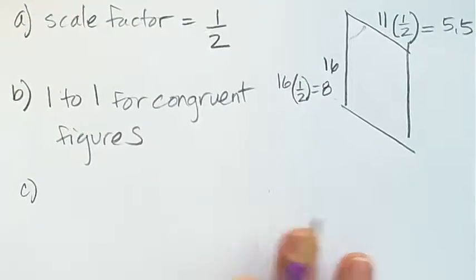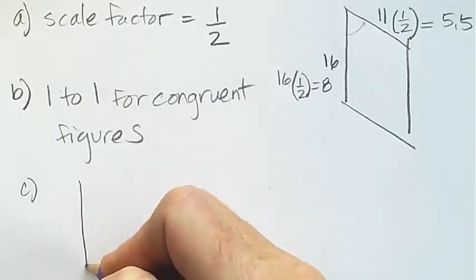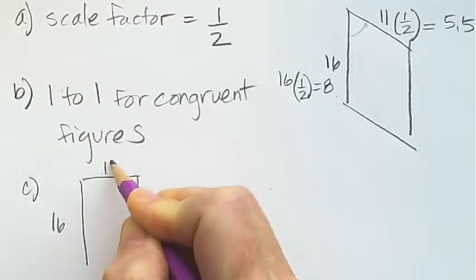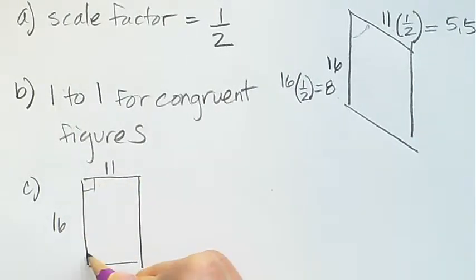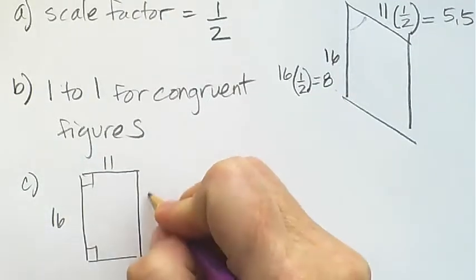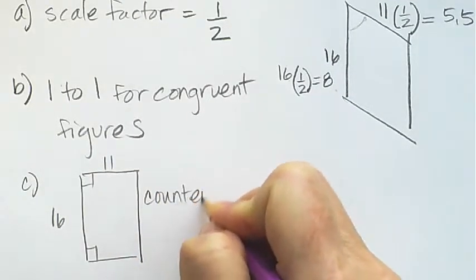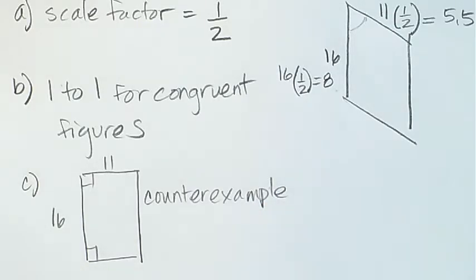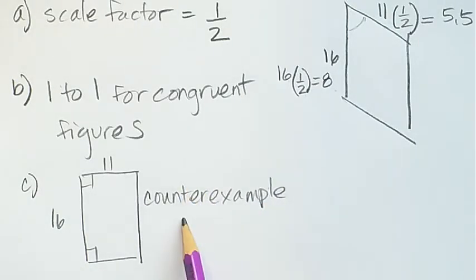So you could have, and by definition, a rectangle is a parallelogram. You could have a rectangle with sides 11 and 16. Here's a counterexample right here. When you come up with one example that refutes your statement, that's called a counterexample.